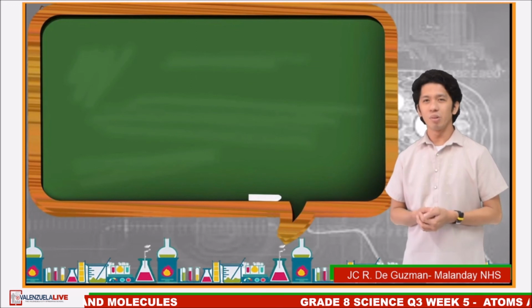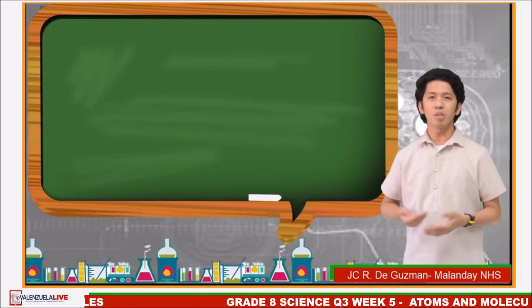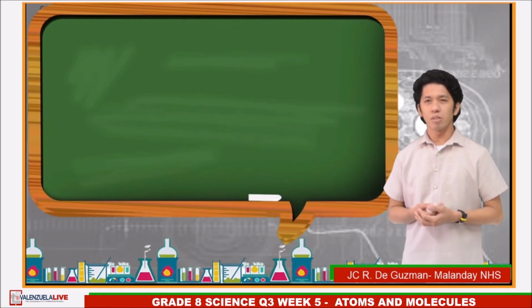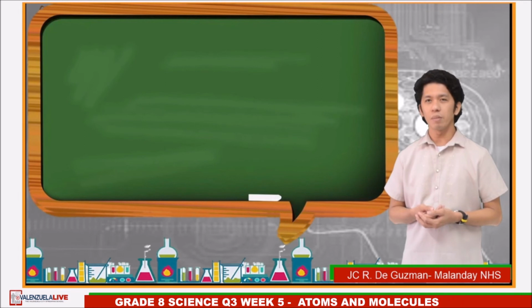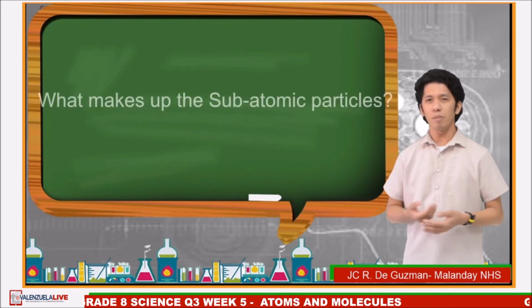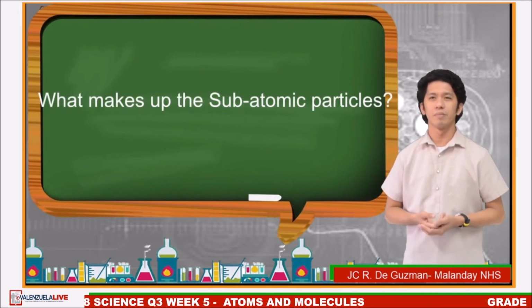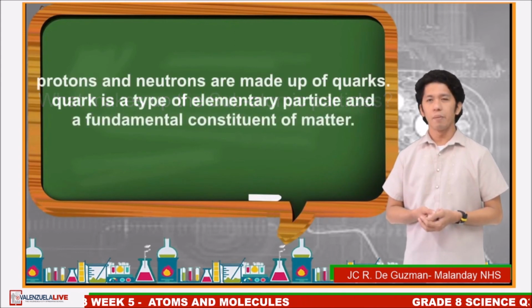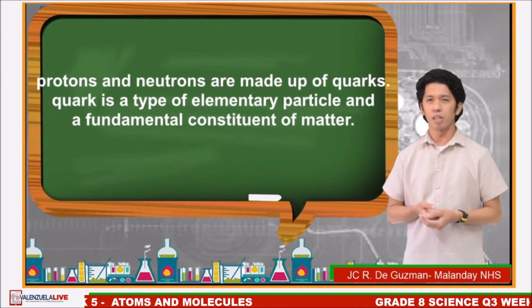Okay, so let us now proceed to our question and answer. The question is, if everything is made up of atoms, and an atom is made up of subatomic particles, then what makes up the subatomic particles? The answer to that question is that protons and neutrons are made up of quarks.